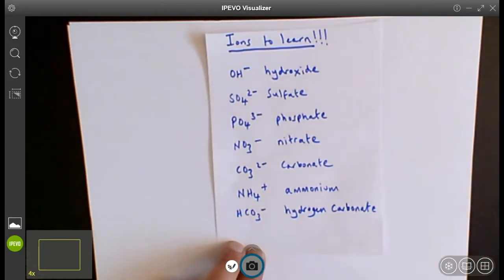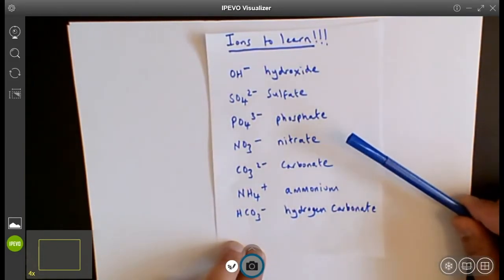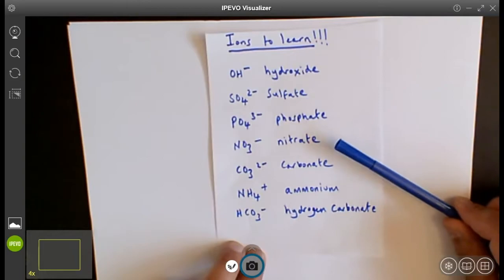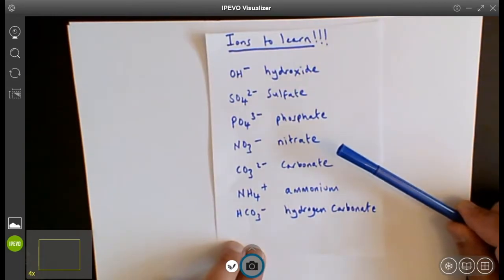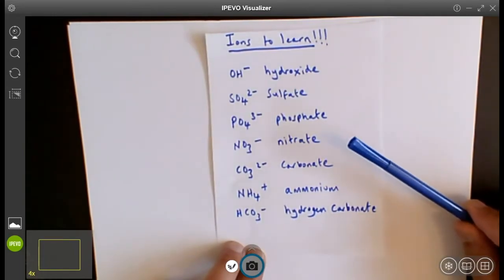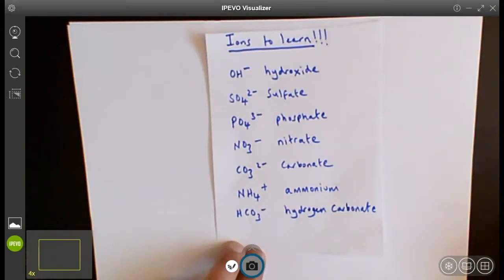These ions are very important and we should learn them. So get a post-it around your house with these ions on in your room so you remember them, because they're going to be really valuable for you when you come to finding out ionic formulas.